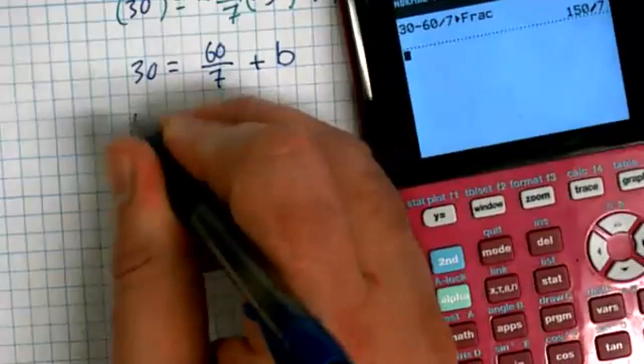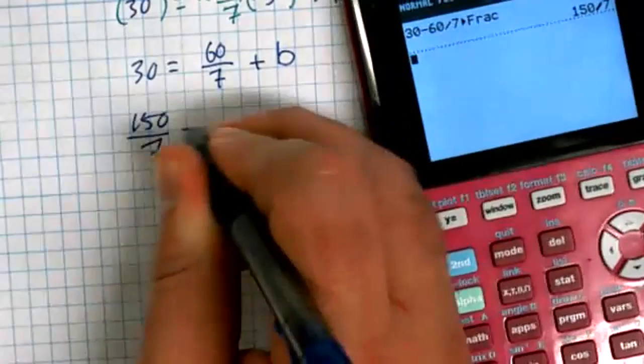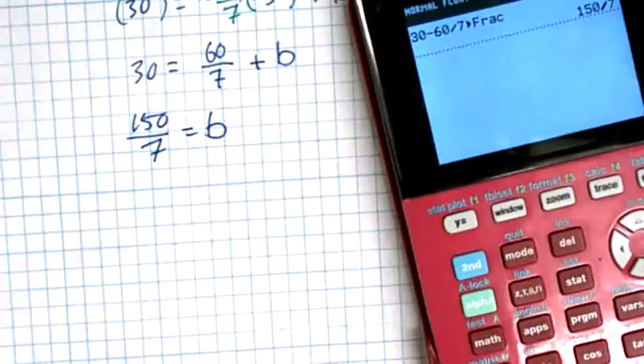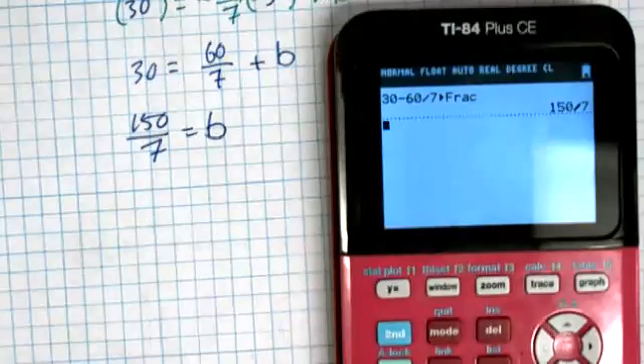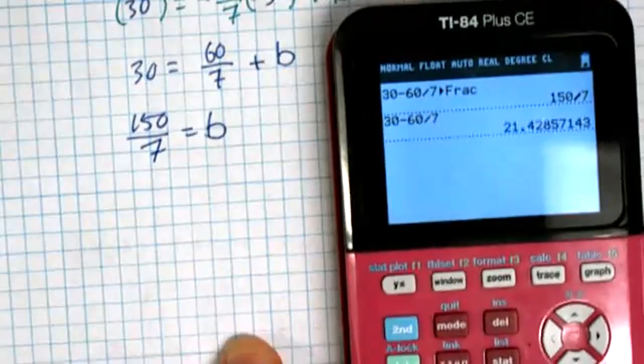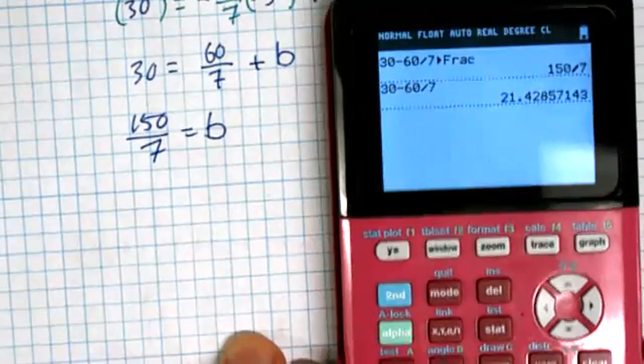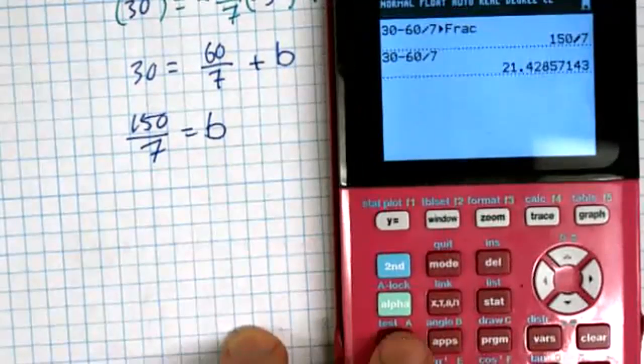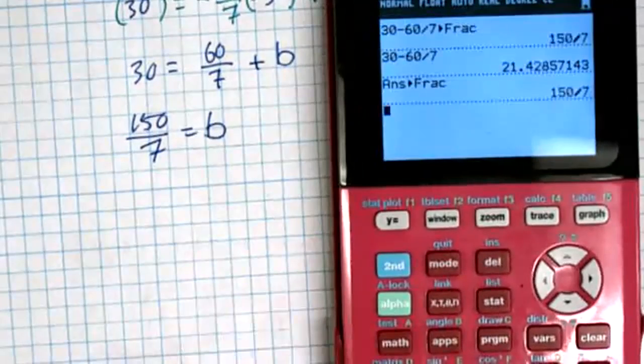So B is 150 over 7. And if you did 30 minus 60 over 7 and you didn't do math frac, it'll give you the decimal. But then you can take that decimal and math frac it, and it'll turn it into the fraction for you still. Yes. Exactly. Yep.